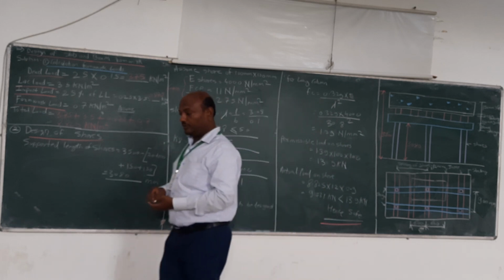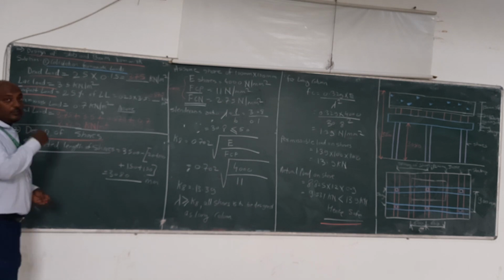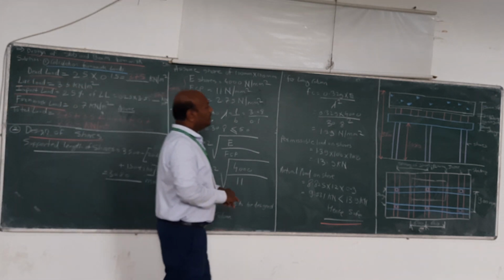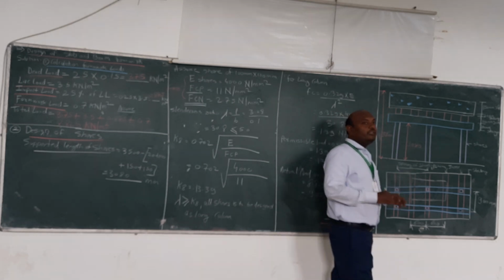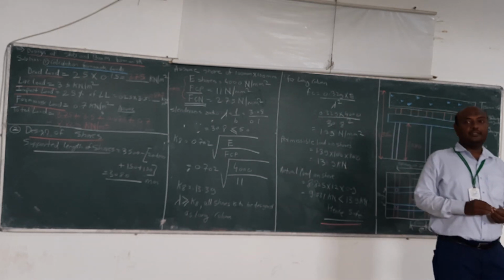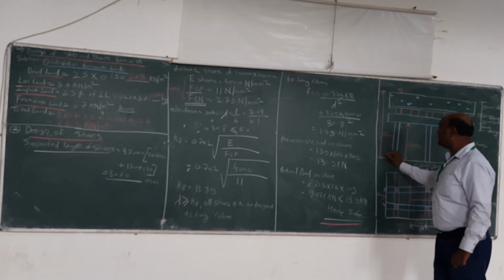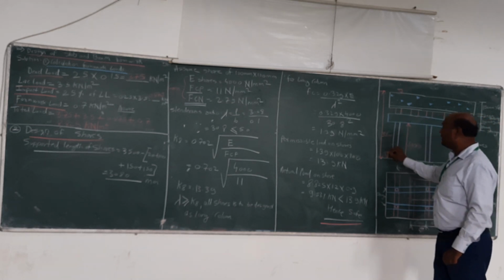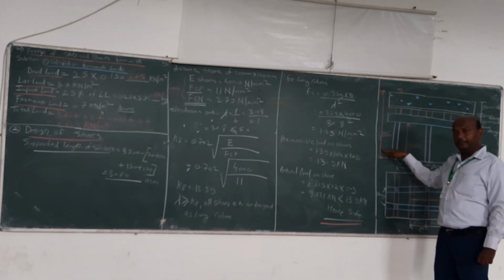Before designing the shore, we have to calculate the supporting length of the shore. Okay. What is the supporting length of the shore? The total length or total height of floor to floor is given in the question, that is 3.5 meters. This is the top of the floor and this is the other top of the floor. The vertical height which is given is 3.5 meters.